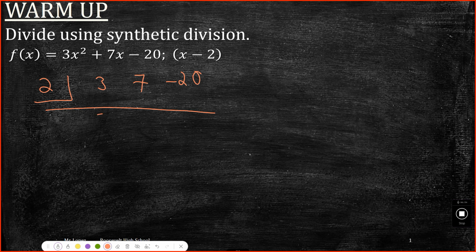Bring down the 3. Then what do we do? Multiply the number in the box times the number that's under the line, which is 2 times 3 is 6. Then we add. 7 plus 6 is 13. Then we multiply 2 times 13 is 26. And we add down. There's a number here at the end. It didn't turn out to be 0. It has a remainder. So this is the remainder.